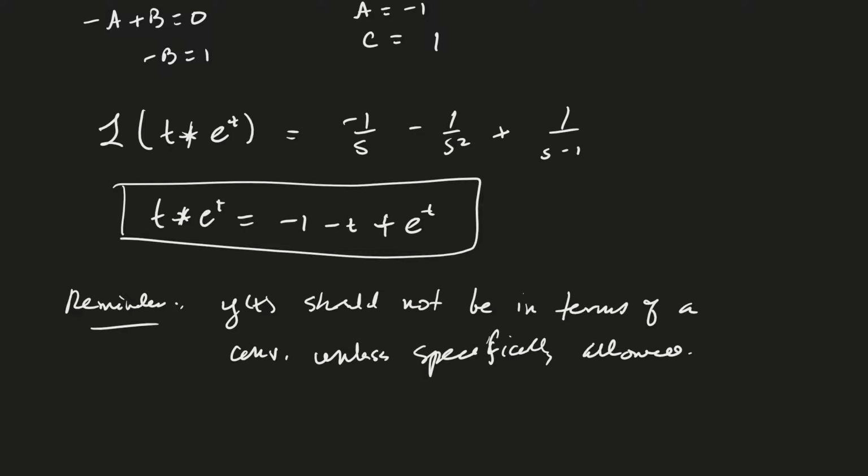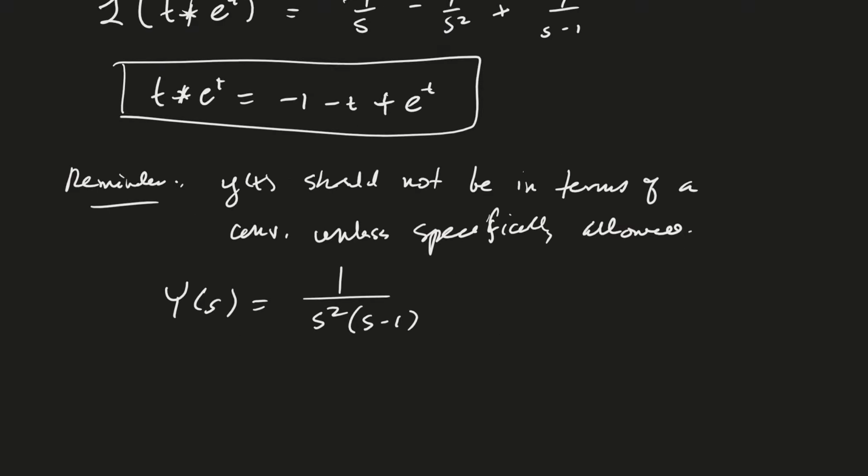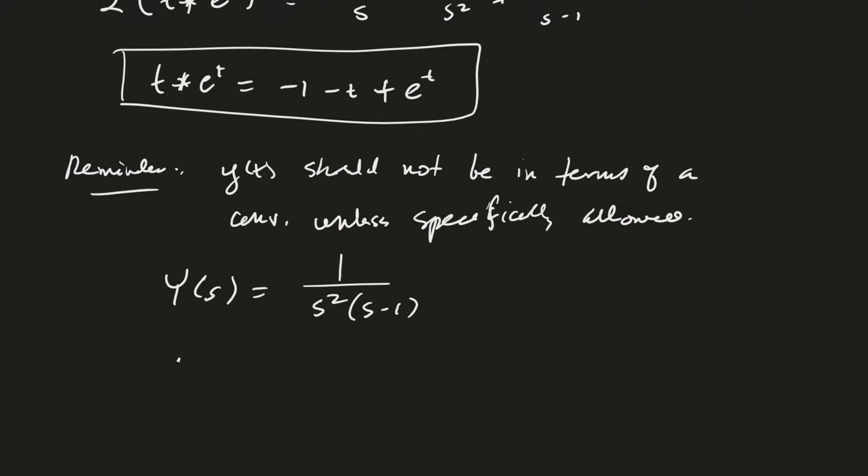By that I mean, if you're coming down here and you're solving a differential equation and you have that Y of s is equal to 1 over s squared times s minus 1, then we do not want to see, let me put this in red, we do not want to say y of t is t convolved with e to the t, right?